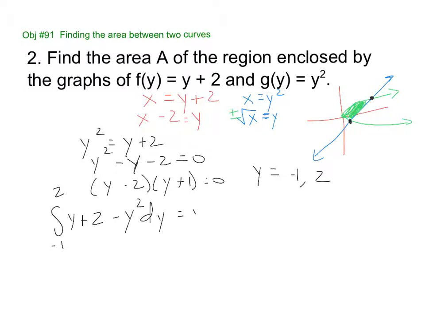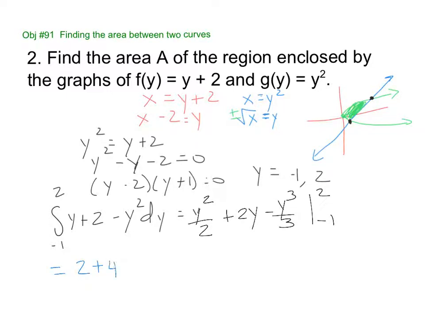Find the antiderivative. So we get y squared over 2 plus 2y minus y cubed over 3 from -1 to 2. Plug in. 2 squared over 2 is 2. 2 times 2 is 4. 2 to the third is 8, so 8 over 3 minus, in brackets, 1/2 minus 2 plus 1/3.